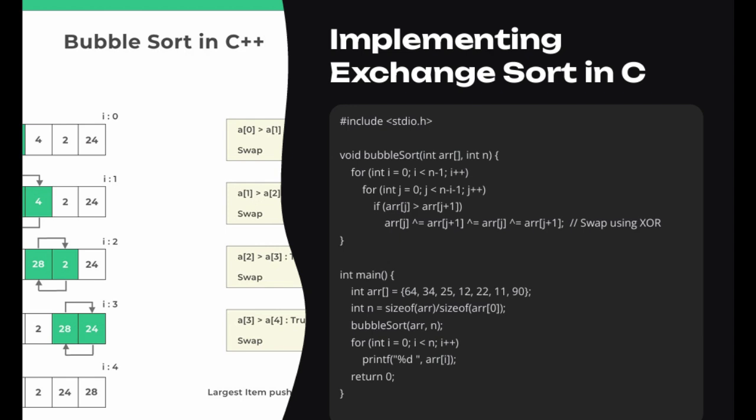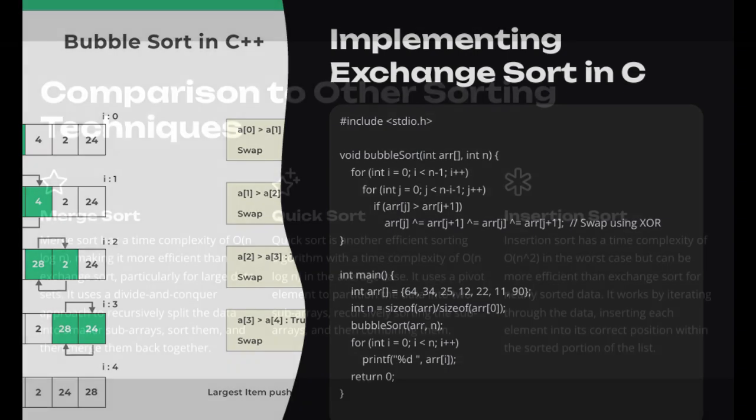int main(). int arr[] = {64, 34, 25, 12, 22, 11, 90}. int n = sizeof(arr) / sizeof(arr[0]). bubbleSort(arr, n). for (int i = 0; i < n; i++). printf("%d", arr[i]). return 0.